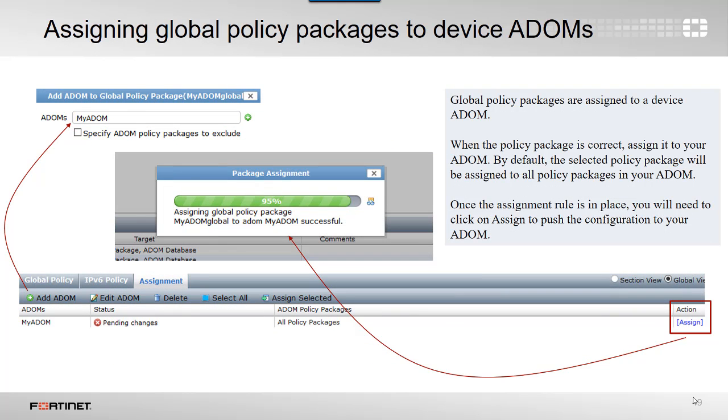Once you've imported your objects and your policies, and there are no errors, then you have these objects in the global database. Now you need to assign those to ADOMs. We do this using the assignment tab. We select the ADOM to assign this to, and whether to specify all policy packages or certain ones. So this becomes an assignment rule, and when we assign, we push the config to the device ADOM.